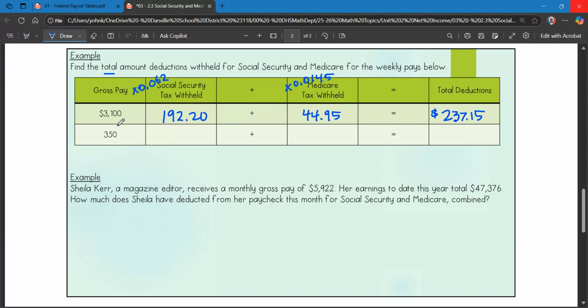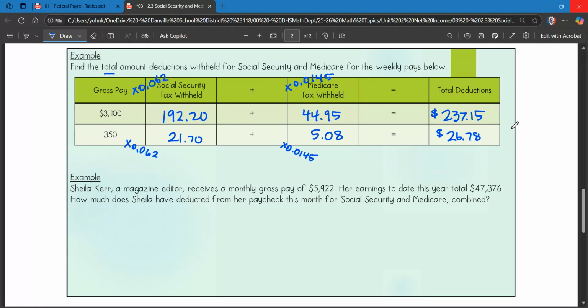All right, let's say on the opposite end, you earn $350 a week. Well, for your Social Security, I'm going to multiply again by 0.062. And so if I multiply that, I get $21.70. If I multiply the $350 by 0.0145, then I only get $5.08 taken out. If I add those two together, $26.78 is taken out of the paycheck every week.